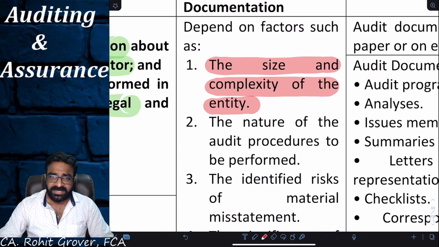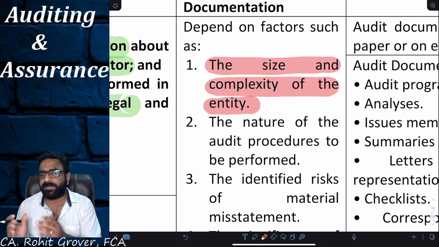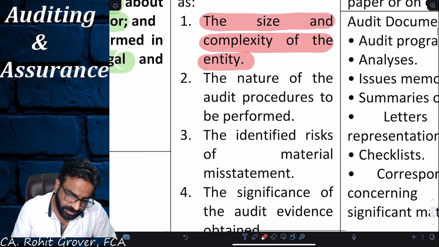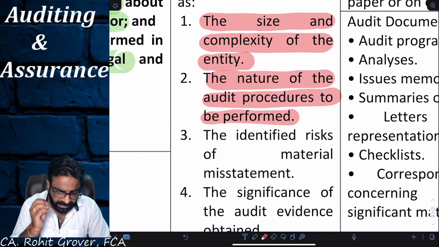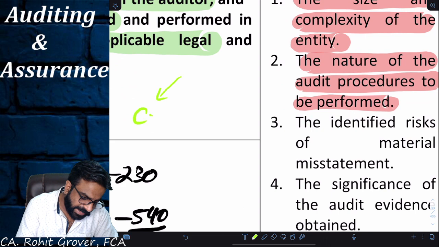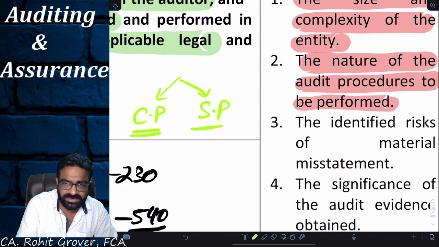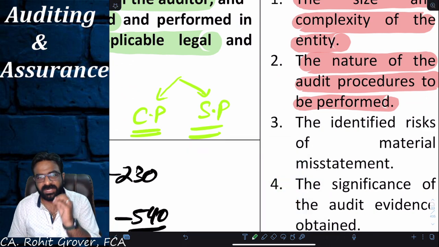Yes. Clear. Now, the second factor which will help me decide what should and should not be part of my audit documentation is the nature of audit procedures to be performed. Listen to this very carefully. There are two types of audit procedures, everyone. One is known as compliance procedures and one is known as substantive procedures.